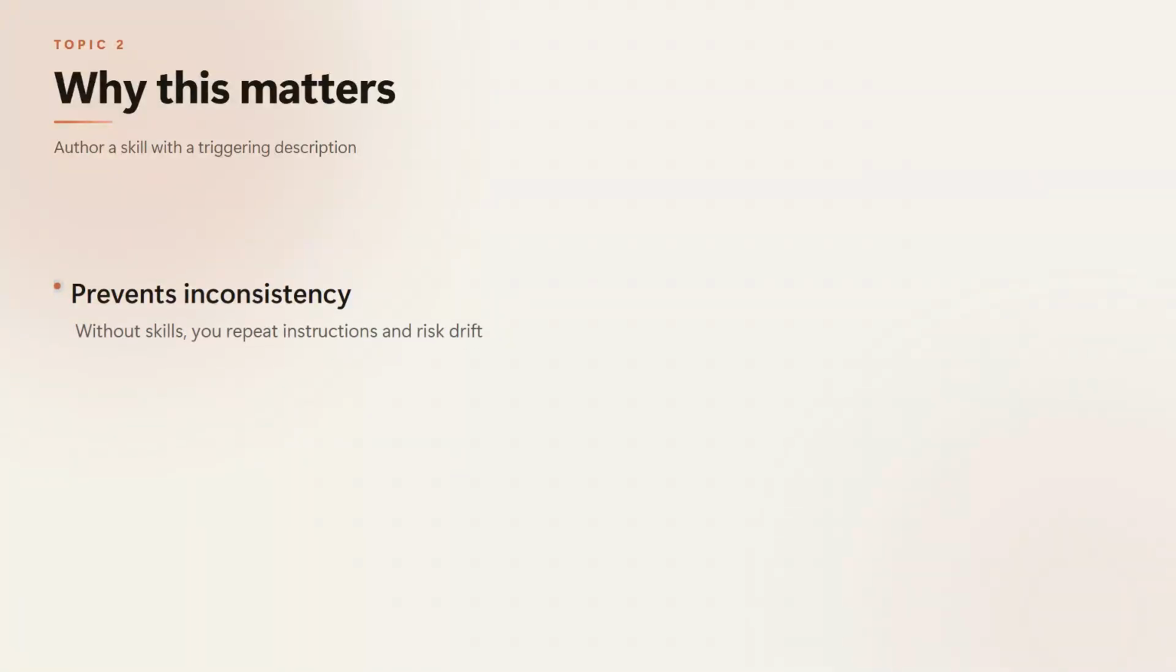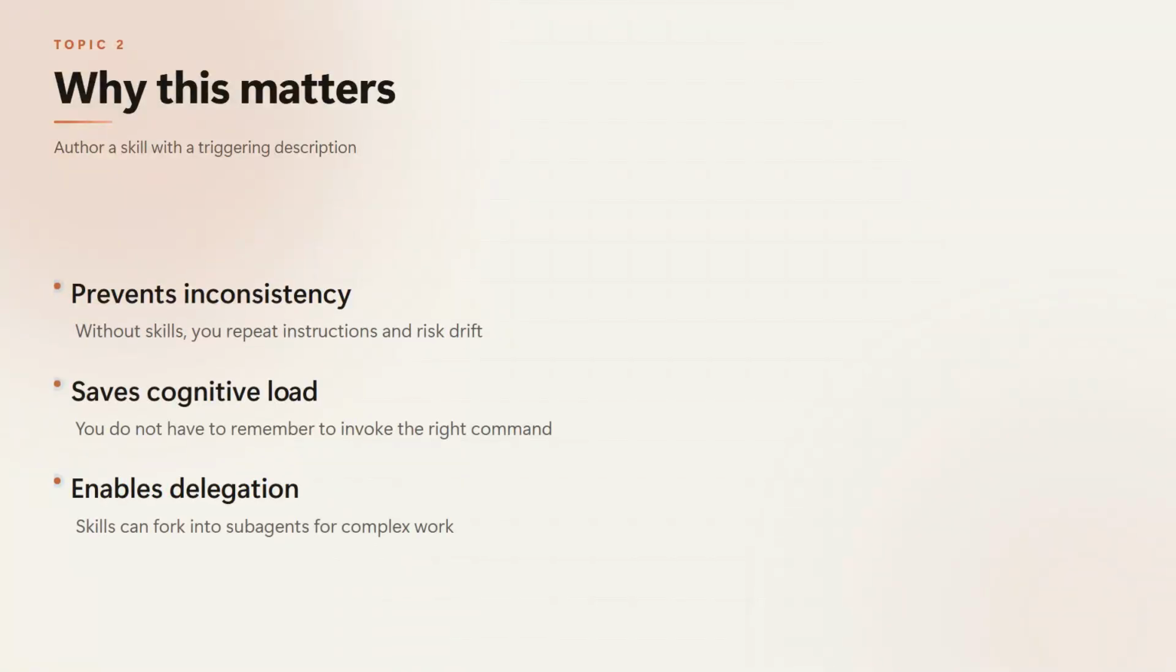Without skills, you end up pasting the same long prompt into every conversation. That is error-prone and inconsistent. Over time, your instructions drift, and Claude applies different judgment to the same task. In production, this means architecture diagrams that follow different conventions, code reviews that miss the same class of bug, or deployment checklists that skip steps. The cost is rework and lost trust. Skills prevent that by making the instructions durable and automatically applied.